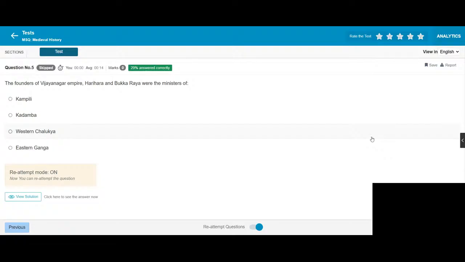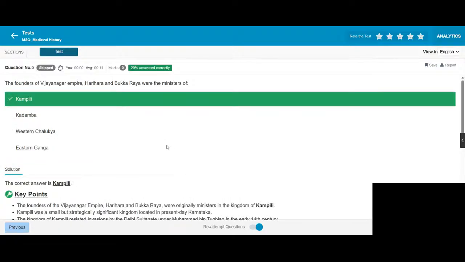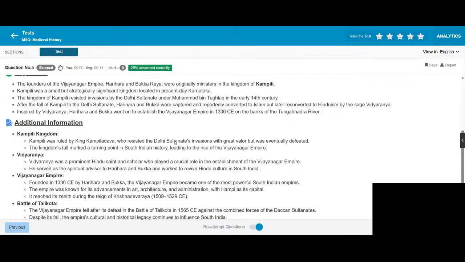The founders of the Vijayanagar Empire, Harihar and Bukka, were originally in the kingdom of Kampili. Kampili was a small but strategically significant kingdom located in present Karnataka. The kingdom of Kampili resisted invasions by the Delhi Sultanate under Muhammad bin Tughlaq in the early 14th century.